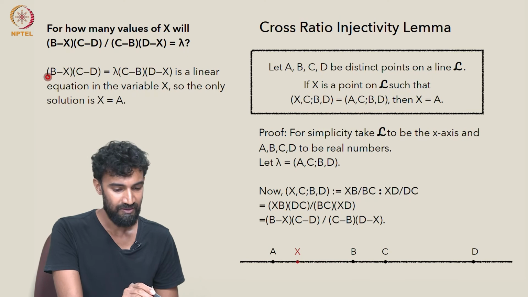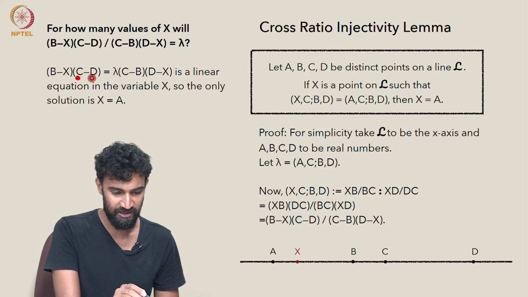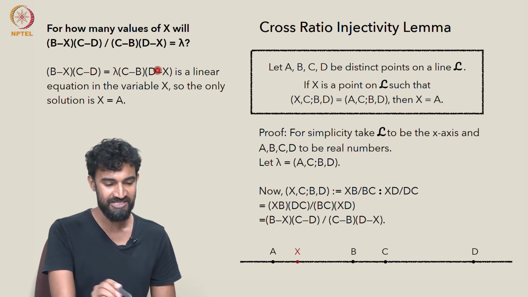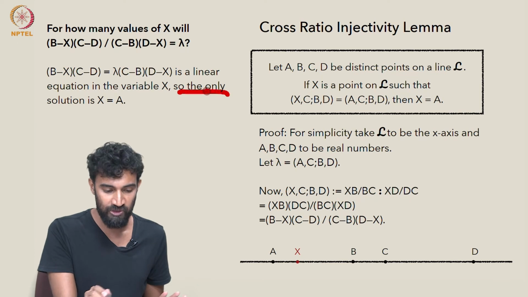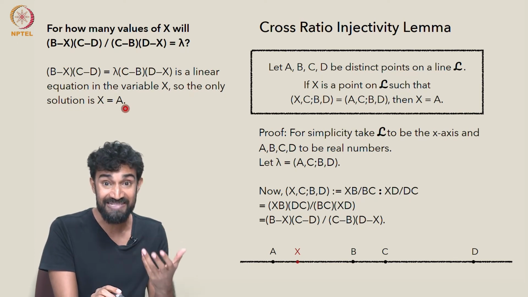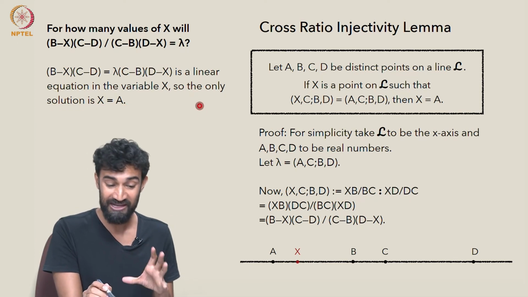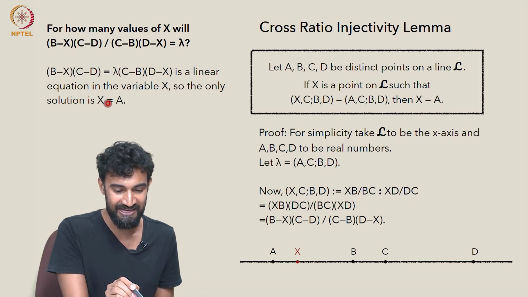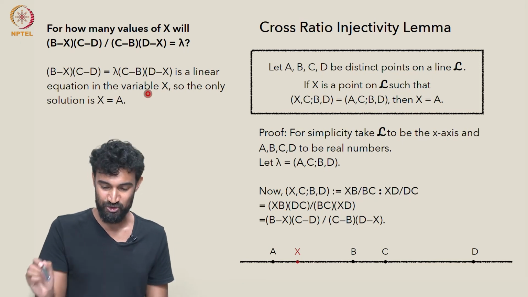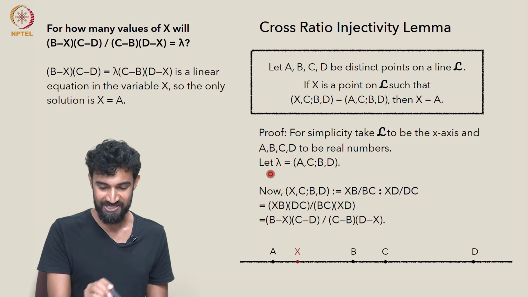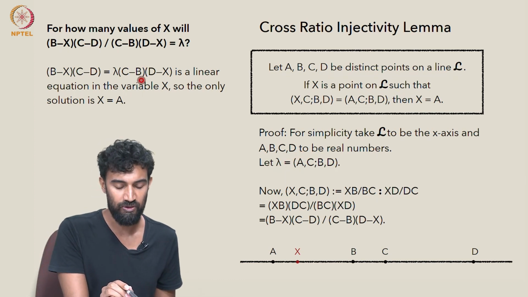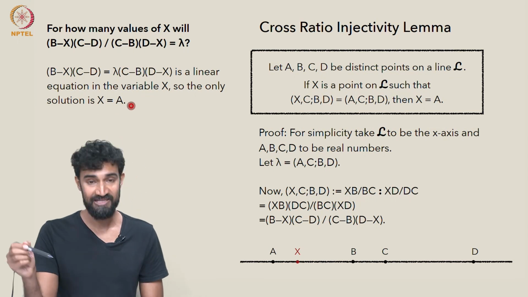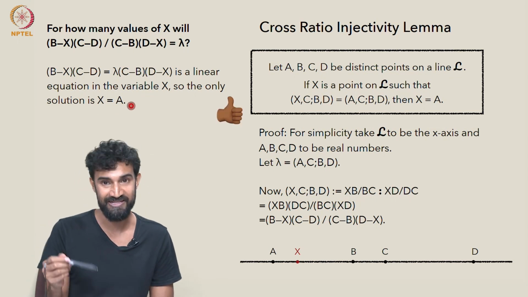But C minus D is just a real number. Lambda is just a real number. C minus B is a real number. This is just a linear equation in the variable X. So it's only going to have one solution. We know that A is a solution because lambda is this cross ratio. We defined it to be the cross ratio with A. So there's one solution, and that solution is equal to A. And that takes care of the proof.